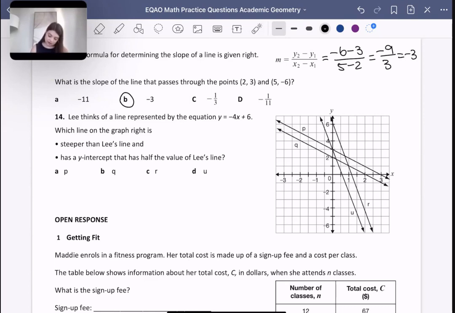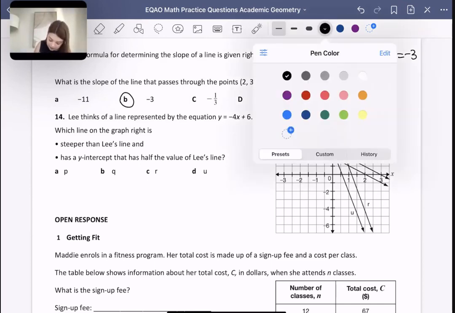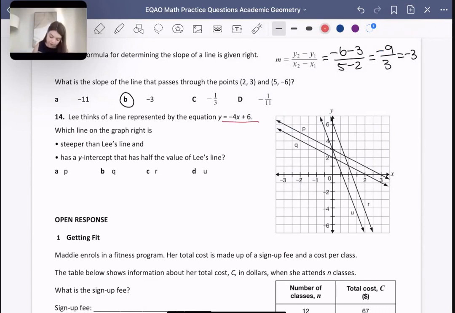Lee thinks a line is represented by the equation y equals negative 4x plus 6. Which line on the graph is steeper than Lee's line and has a y-intercept that has half the value of Lee's line? So first of all, I'm going to draw Lee's line. Lee's line is negative 4x plus 6. So we start here at 6, and our slope is negative 4. So we're going to go down 4 and over 1. Down 4, 1, 2, 3, 4, and over 1. Down 4, over 1, down 4, over 1, like that.